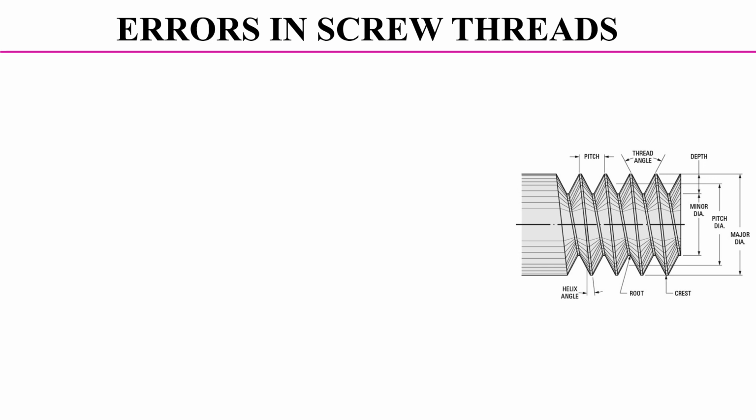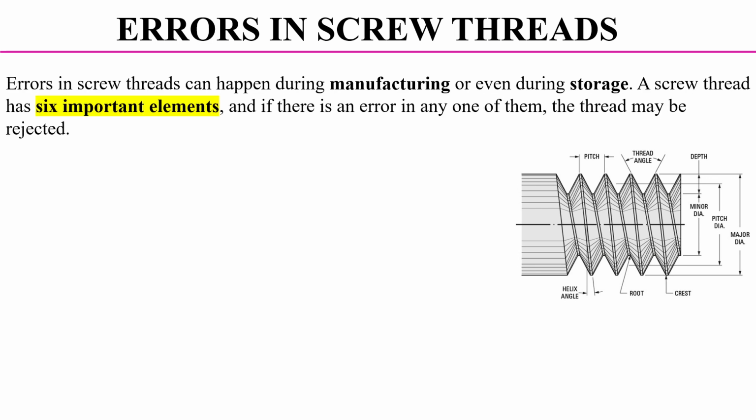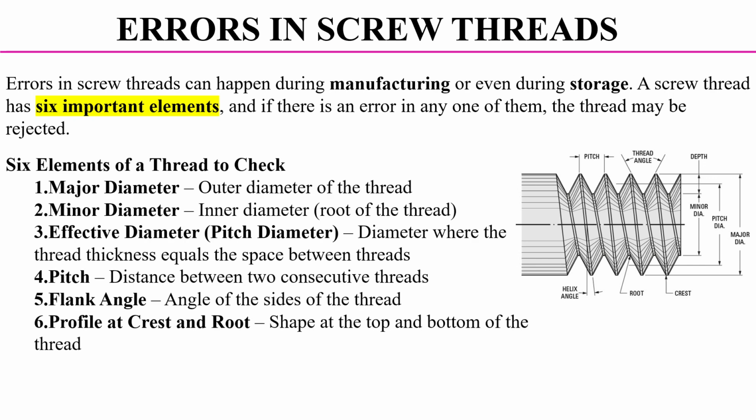In the present video, we will discuss the errors in screw threads. Errors in screw threads can happen during manufacturing or even during storage. A screw thread has 6 important elements, and if any one of them has an error, then the thread may be rejected. So let's see what the important 6 elements of the screw thread are.